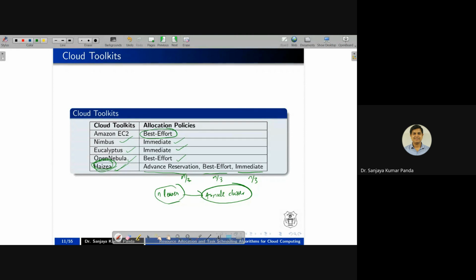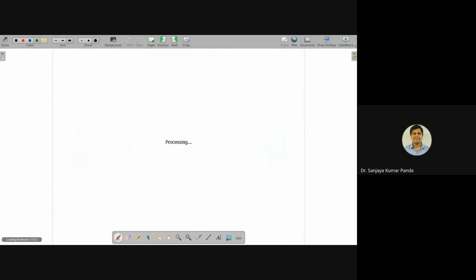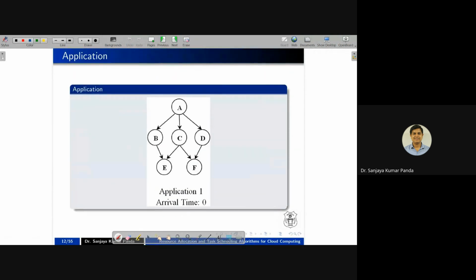Okay, so we'll see some examples so that you can understand how these resource allocation algorithms work. That is the first part, resource allocation. Now if you go to task scheduling, in task scheduling we have a directed acyclic graph. Here you can see an example of a directed acyclic graph, in which we have 6 tasks. This is also a precedence-constrained application. Each application has an application ID. Here the application ID is 1 and its arrival time is 0.